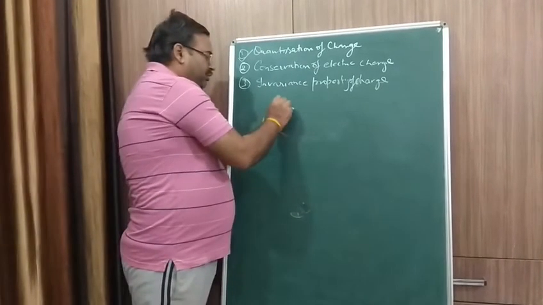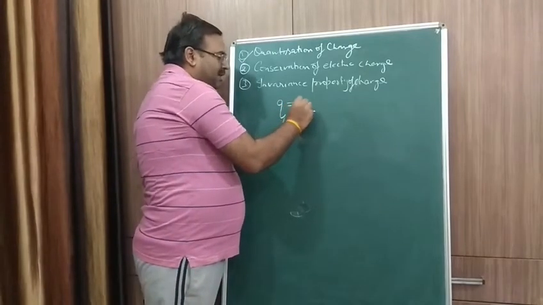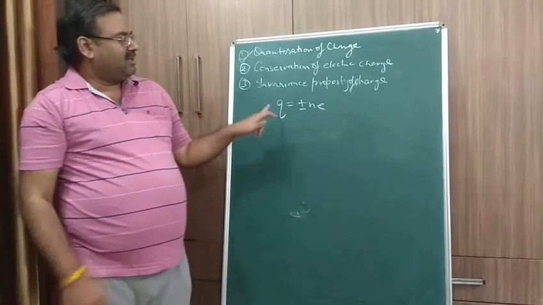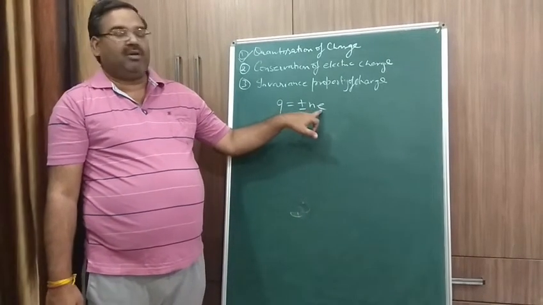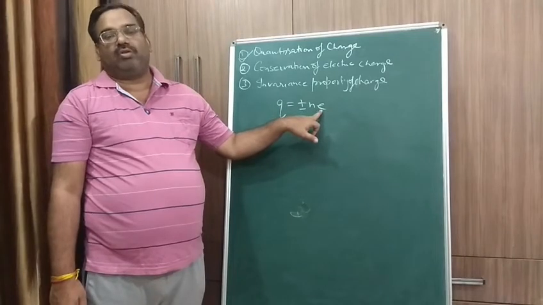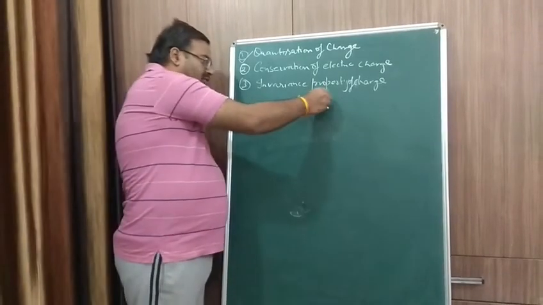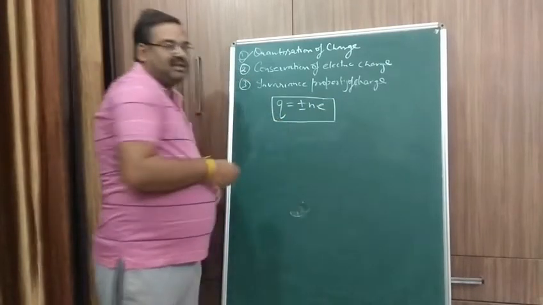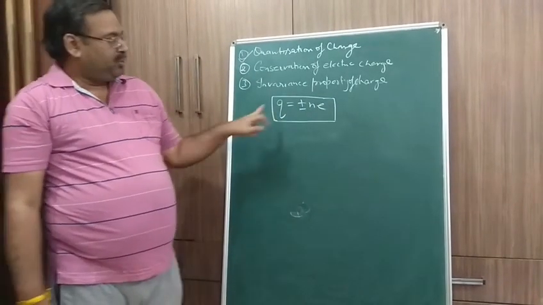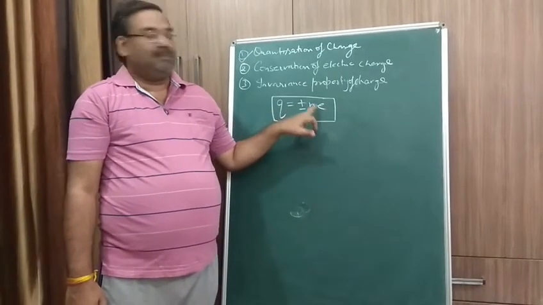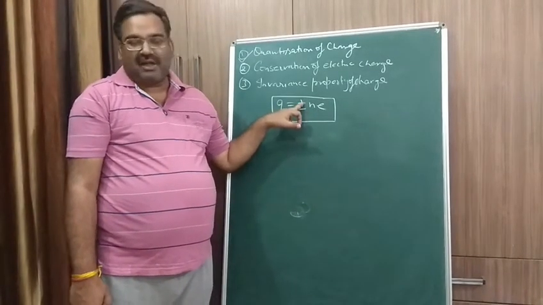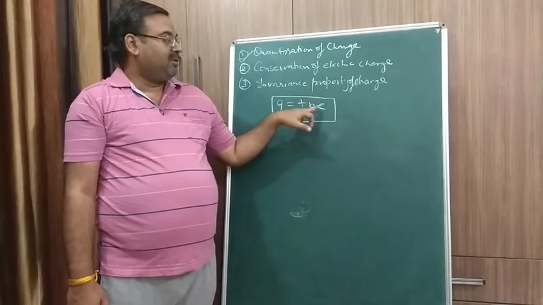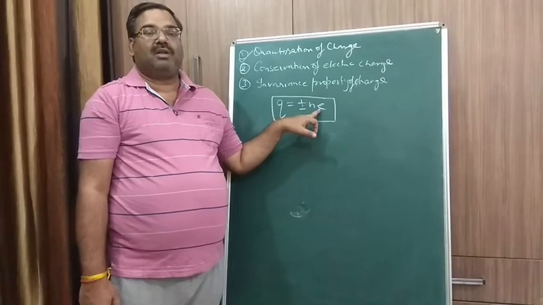This is Q equal to plus minus NE. That is, the total charge is the integral multiple of the charge present over the electron. This is very important, often asked in the examination in 1 mark question in section A. Q equal to plus minus NE. Plus minus means it can be positive charge, it can be negative charge, but the whole charge is an integral multiple of the charge present over the electron.